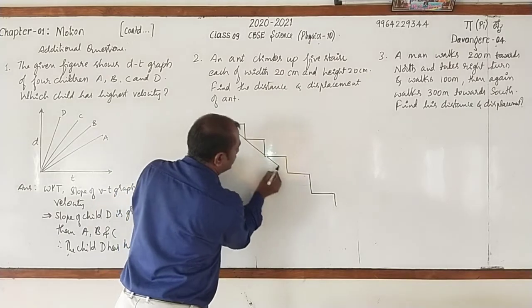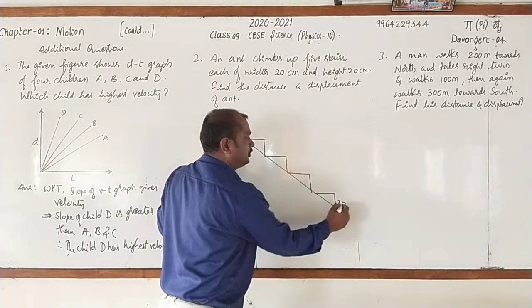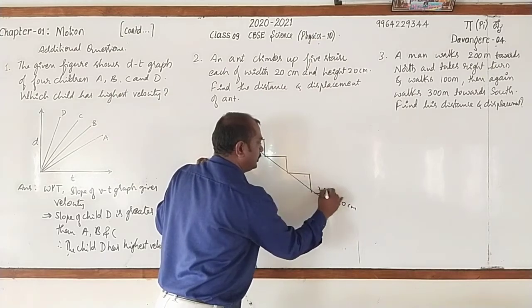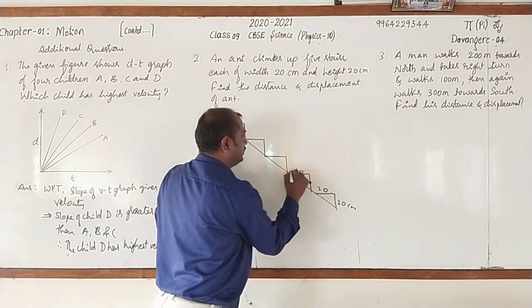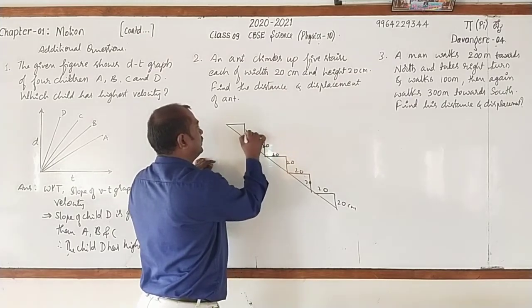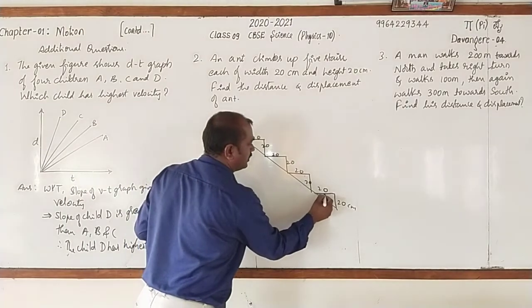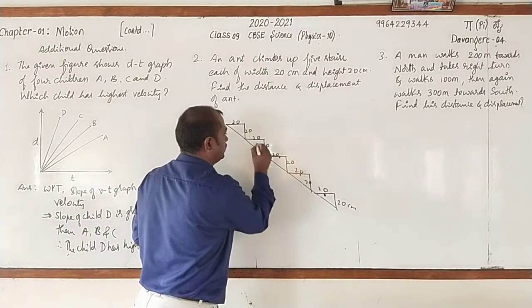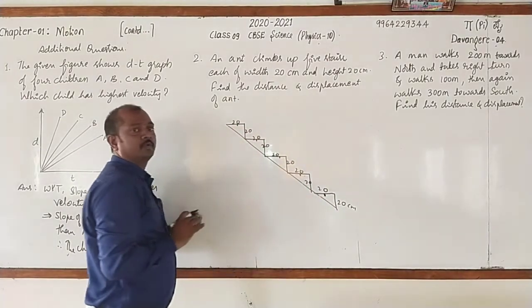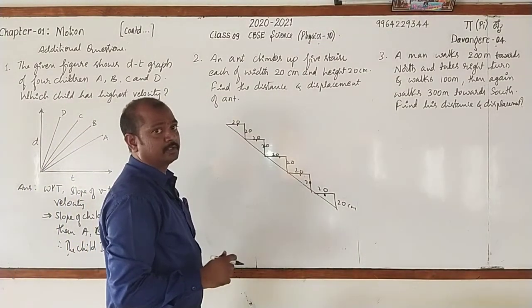Let's go for drawing this. Look here, this is 20 centimeter, 20, this is 20, 20, 20, this is 20, even this is also 20, 20 and this is 20. Count the steps: 1, 2, 3, 4, 5. 5 steps are there.